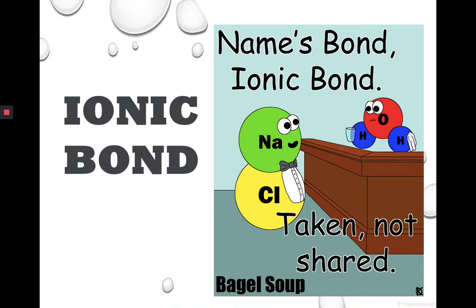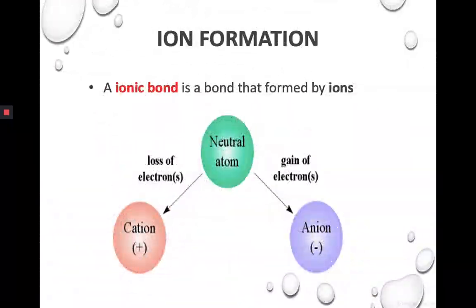You have here the tagline: taken, not shared, and then we are going to relate it to how that bonding happens. So what is taken or what is not shared? We first talk about ion formation. A neutral atom has two possibilities, 50-50. It can either lose electrons or gain electrons. We know very well that metals tend to lose their electrons and form cations, while nonmetals tend to gain electrons and form anions.